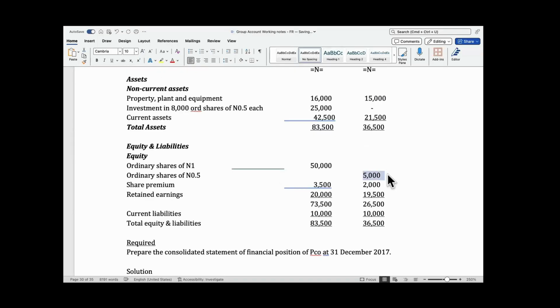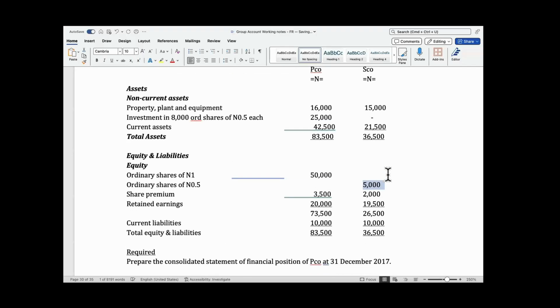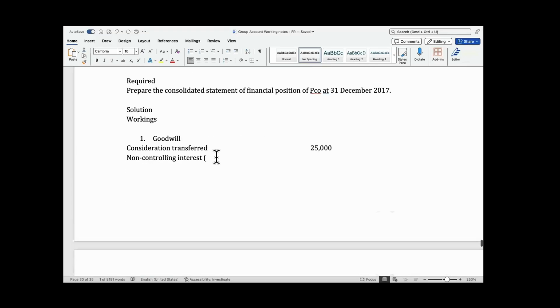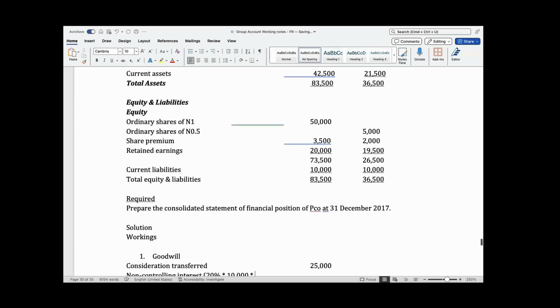How many shares does ESCO have? Who can tell me the number of shares ESCO has? It's 10,000. It's 50,000 divided by 0.5. That's the number of shares ESCO has. So out of that 10,000 shares, NCI has 20% of it. That gives me 2,000 shares.